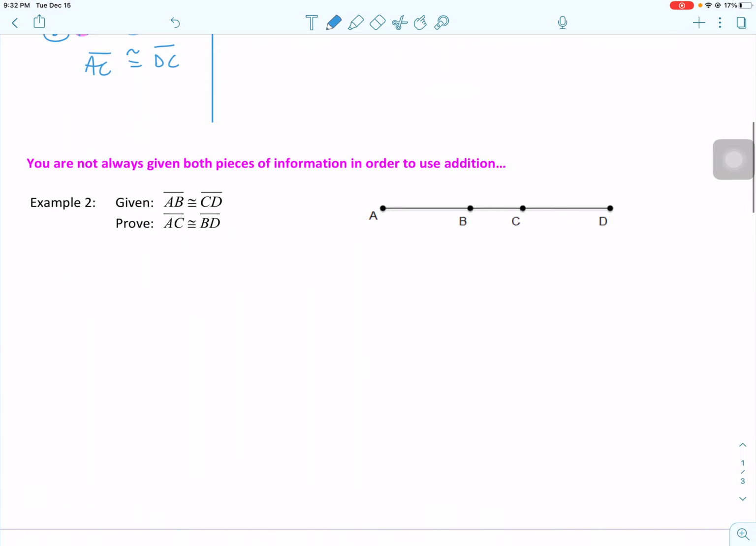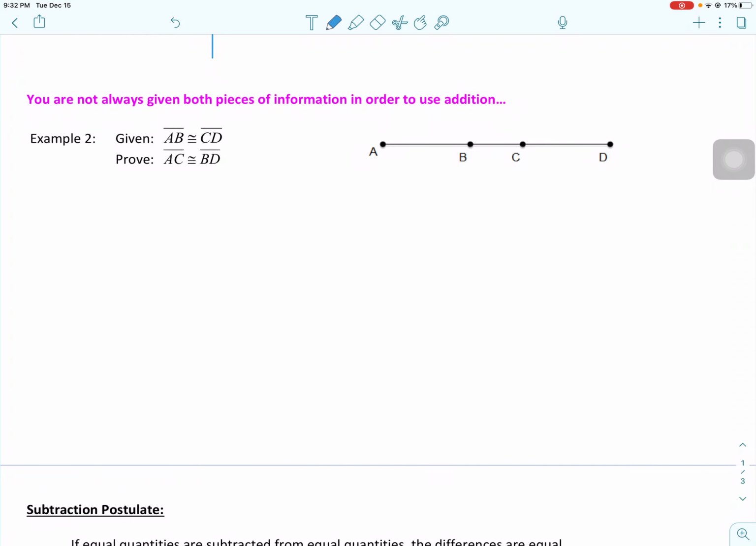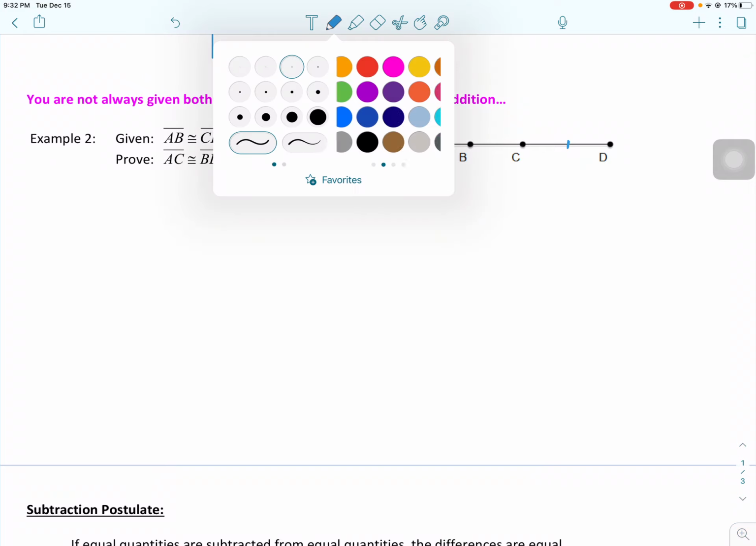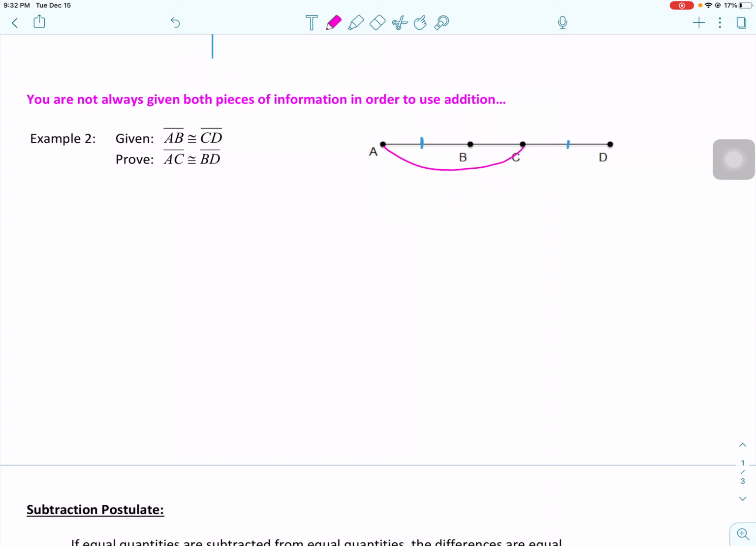So, one other way to use the addition postulate, here it is. Given that AB is congruent to CD, they want us to prove that AC is congruent to BD. In order to do that, we should notice that if AB and CD are congruent, well, look at BC in the middle. BC is part of BD, and here's AC, so you can see there's some overlap here. So by the reflexive postulate, we could say BC is congruent to itself.